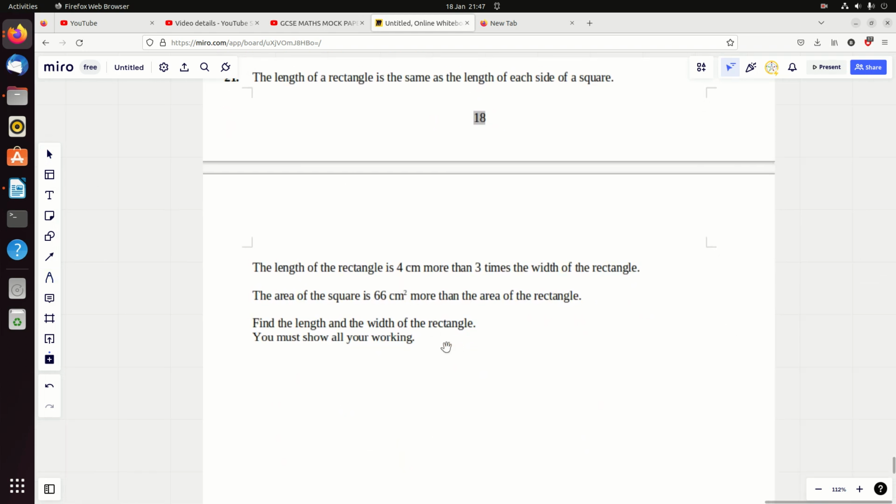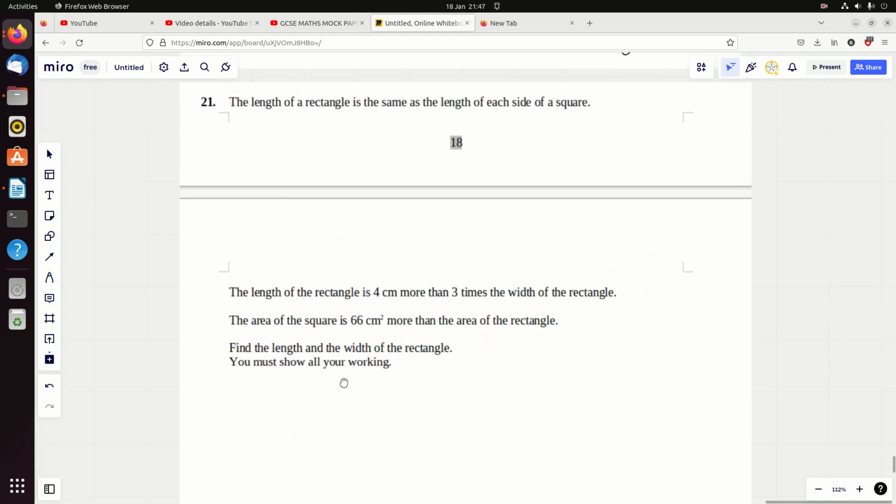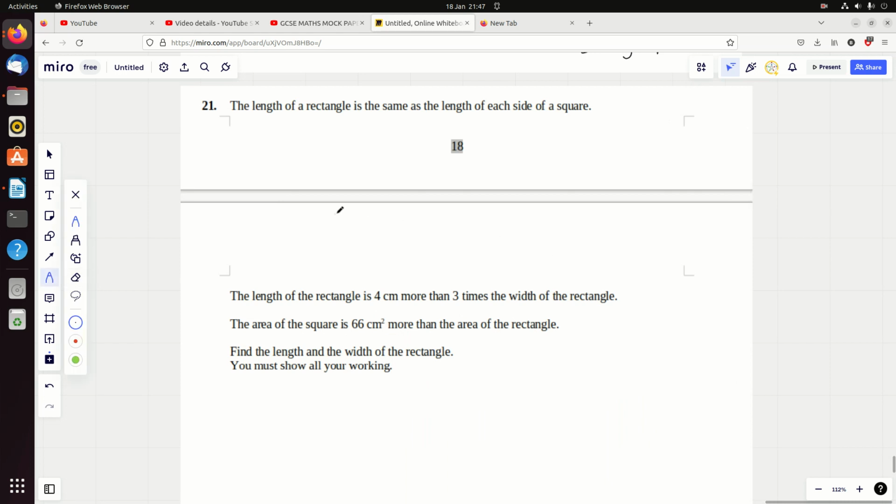Okay, the length of a rectangle is the same as it. This is not as bad as it looks. It really isn't. Draw a couple of pictures. Right, that's our square. And the length of a rectangle is the same as the length of a square. Okay, but the length of the rectangle is 4 centimeters more than 3 times the width of the rectangle.